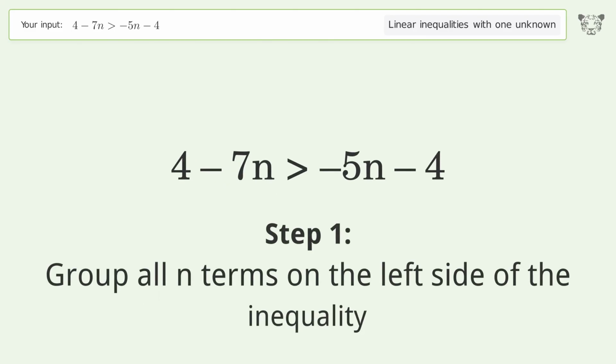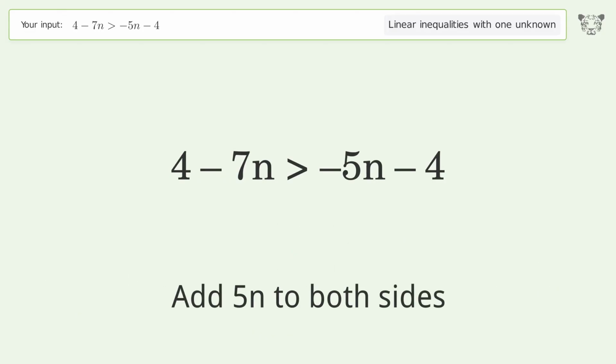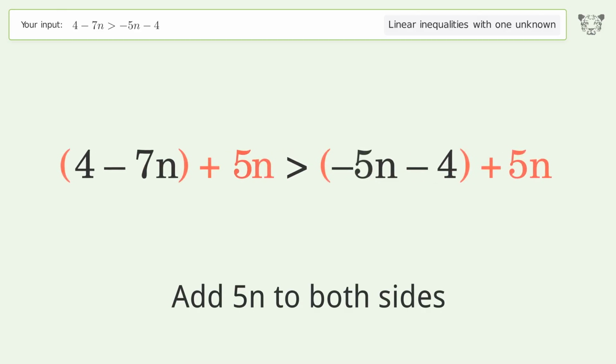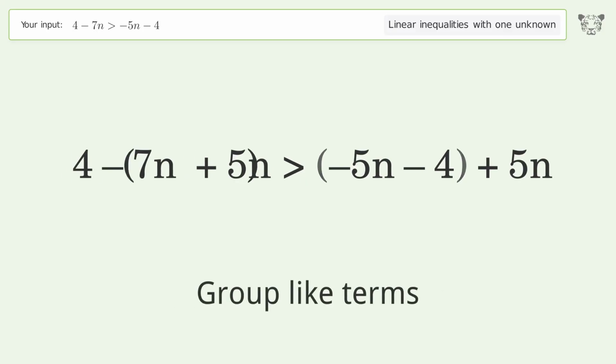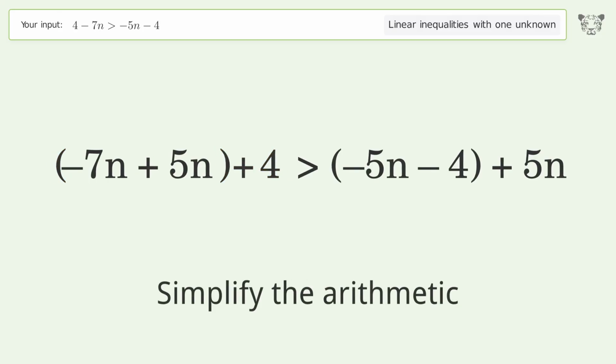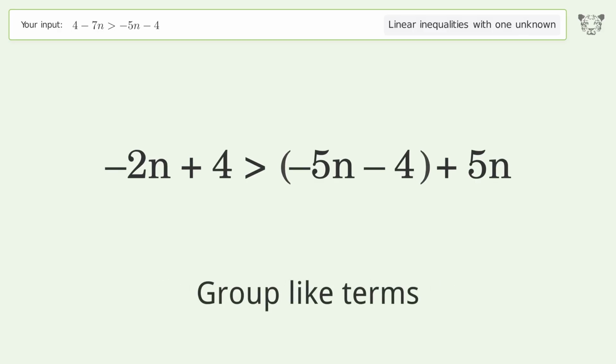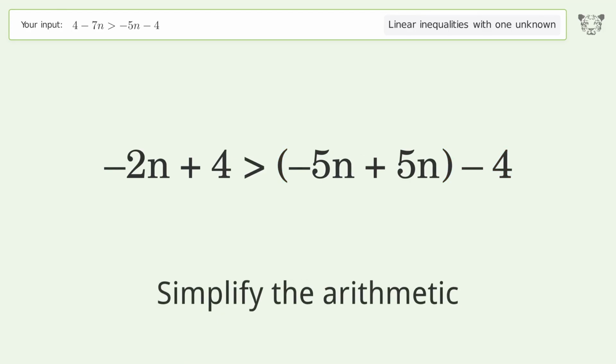Group all n terms on the left side of the inequality. Add 5n to both sides. Group like terms. Simplify the arithmetic. Group like terms. Simplify the arithmetic.